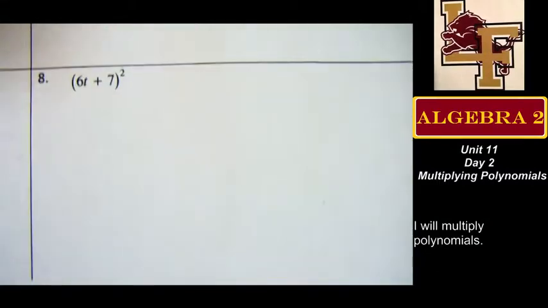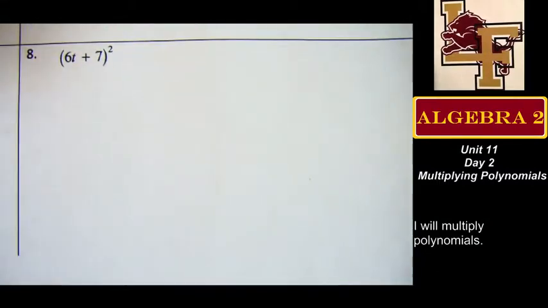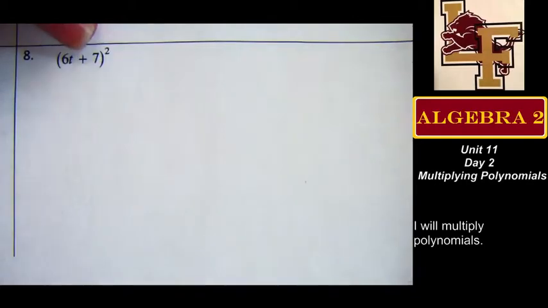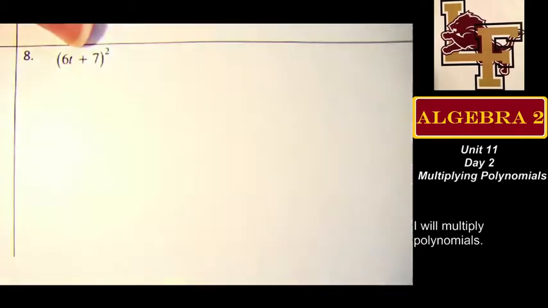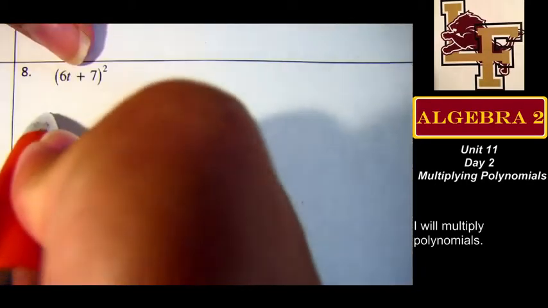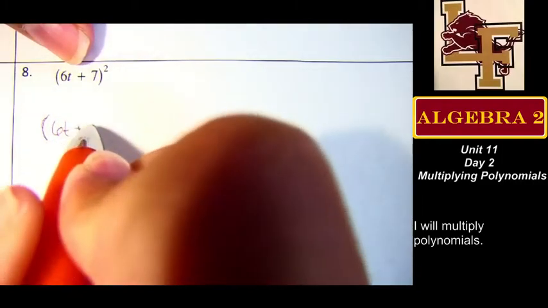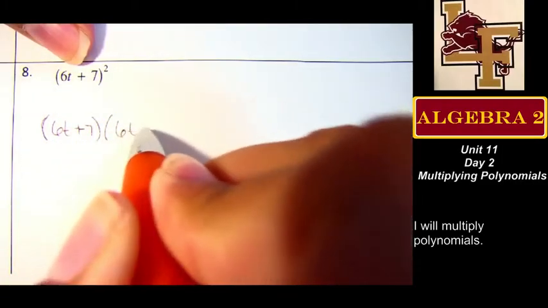All right, let's look at 8. What does it mean to square something? Times it by itself. Yeah, how many times? Twice. So I'm going to multiply this thing to itself two times. So this entire thing times itself twice.